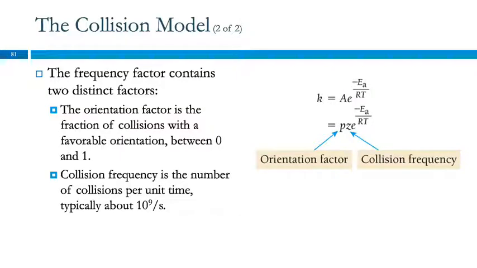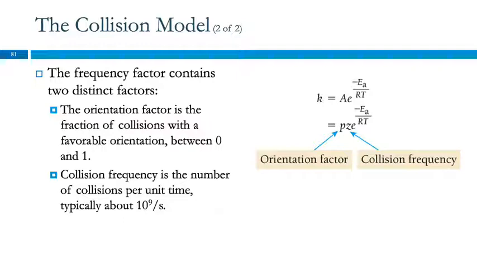So the frequency factor actually has two pieces in it. It's the orientation factor and the collision frequency. The orientation factor is the fraction of collisions with favorable orientation. And so they have to have enough energy, they have to run into each other, but they also have to be aligned correctly. And so the orientation factor tells us that. That's going to be between 0 and 1. The collision frequency is the number of collisions per unit time. That's a very high number. It's like 10 to the 9th per second, because in the gas phase, these particles are moving very quickly and they bump into each other a lot.